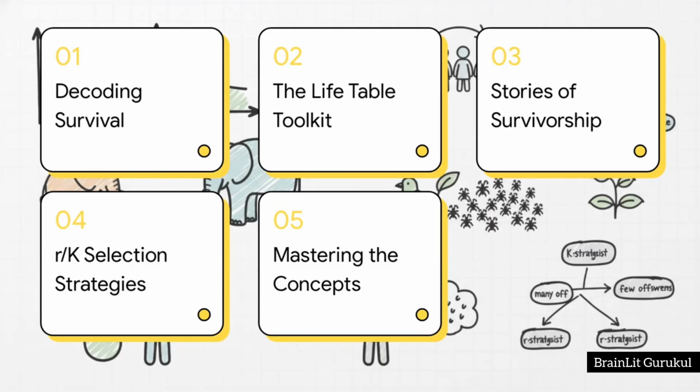So here's our roadmap for today. We're going to start by figuring out how to decode survival using raw data. Then we'll get into the ecologist's go-to toolkit, the life table. After that, we'll see how that data tells a visual story with survivorship curves, connect those stories to the big ideas of R and K selection, and then wrap it all up to make sure you've got these concepts down cold.